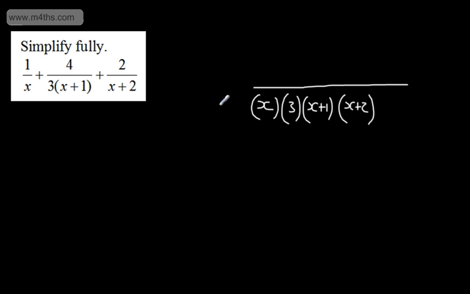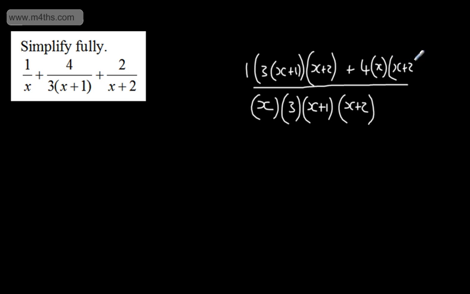What I like to say to myself is, what was I missing from this fraction that I now have in the denominator? The answer is 3 lots of x plus 1 and then the x plus 2. So what I'm going to have is 1, then we're going to multiply this by 3 lots of x plus 1, and then we're going to multiply that by x plus 2. That was what I was missing in terms of the first term. If I look at the middle term, I'm missing the x and the x plus 2. So we're going to have 4 multiplied by x multiplied by x plus 2.